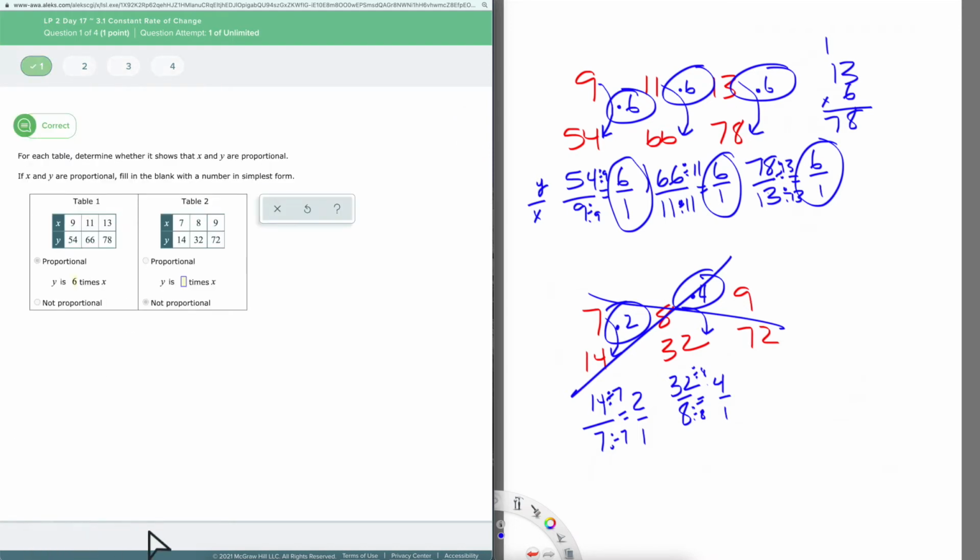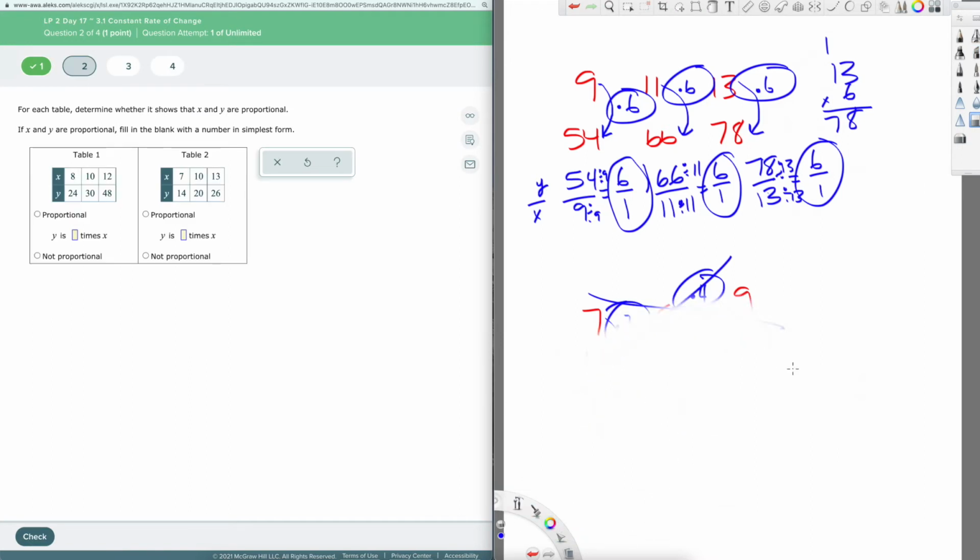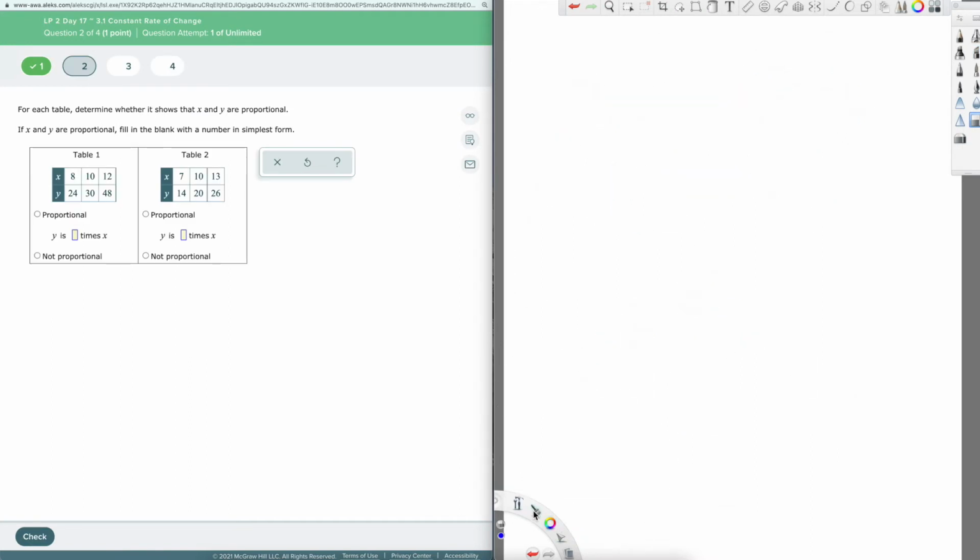Let me erase this craziness over here. All right, we're going to do another one. Same idea. So exact same thing here. So we have 8 and 24, and I'm flipping my colors, but oh well, that's fine. 12 and 48. All right, so let's go ahead and just focus on the ratio of y over x, because that's how Alex wants you to focus on it.